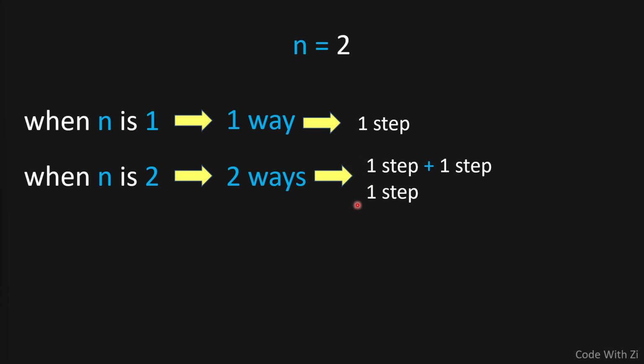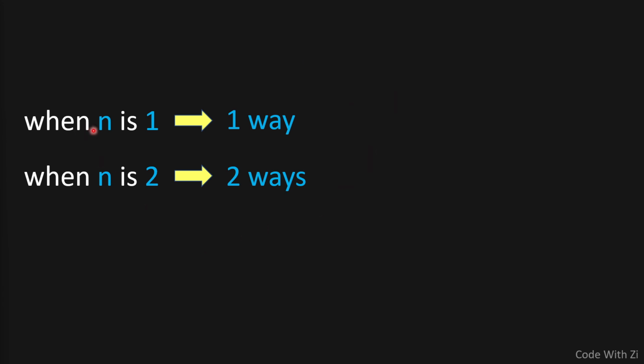You have to remember that we're calculating the number of ways we can do it, not the steps. We are already given the steps and we have to find the number of ways we can get to the top. So now we know when n is 1, there's only one way, and when n is 2, there are 2 ways. What about when n is 3? Well, when n is 3, there are 3 ways. Why? Well, it's pretty simple.